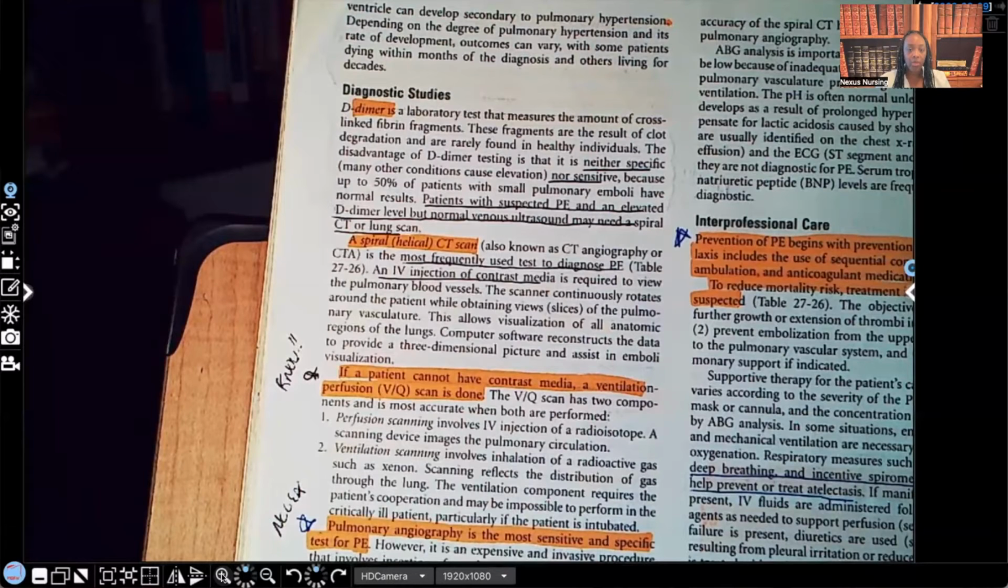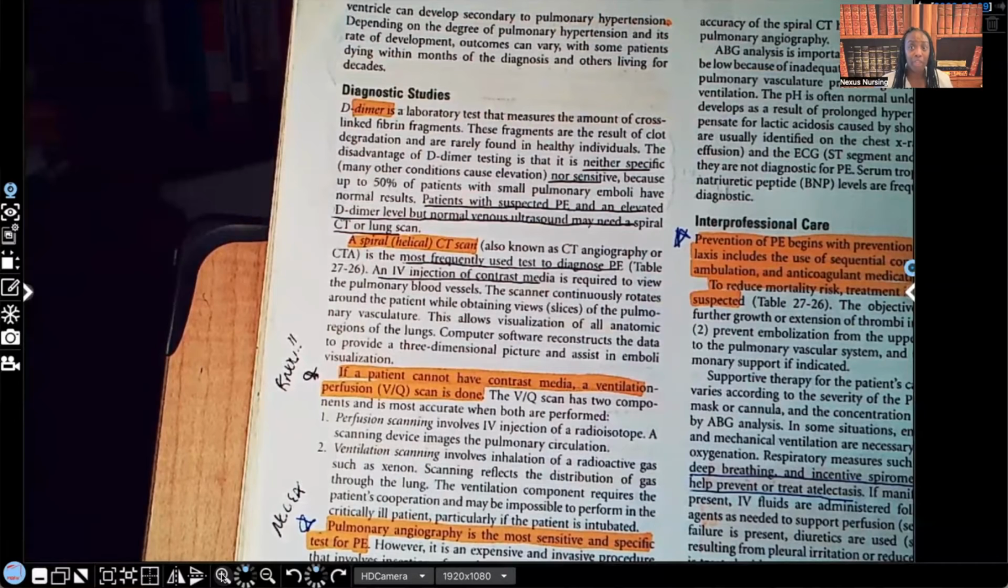Let's talk about the spiral CT. This is most frequently used to diagnose pulmonary edema. Why do I keep saying edema? I'm so sorry, guys. Embolism, pulmonary embolism, throughout this whole video. If you hear me say pulmonary edema, just know I mean pulmonary embolism. I'm sorry about that. Anyway, the spiral CT scan is most frequently used to diagnose the pulmonary embolism, and an IV injection of contrast media is used. So think about it. If we know that the spiral CT scan is the test they use most frequently to diagnose pulmonary embolism, we know that they're going to use contrast media.